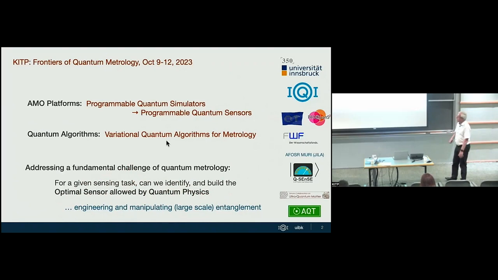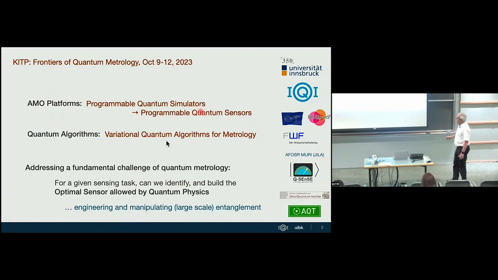Two remarks here. There's a hardware side to the whole story. And of course, I'm interested in AMO platforms. I mean, we have atomic clocks. We don't have a superconducting clock, for example. So from this point of view, I think that atoms are ideal. And I will tell you a little bit the story that for me personally was the insight from the programmable quantum simulator to the programmable quantum sensor.